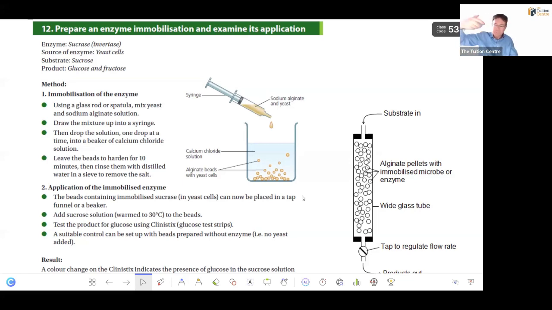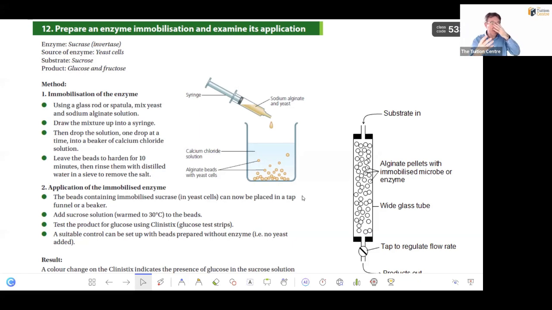And then from a height, my glass, and this is calcium chloride solution in here, right? From a height about 15 centimeters, you need to get the drops to drop a reasonable distance so that they form spheres as they hit the calcium chloride. The sodium alginate reacts with the calcium chloride and the beads harden. And what that does is it traps the cells inside. So the yeast cells are stuck inside this gel.